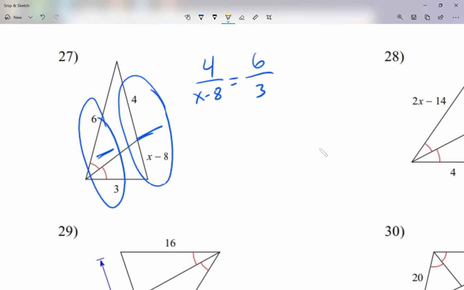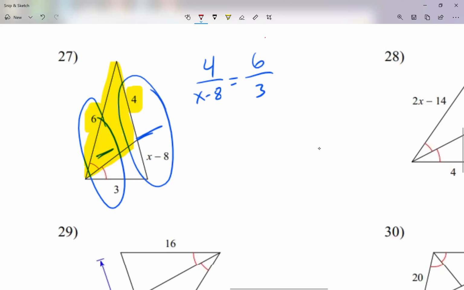One thing I want us to pay attention to. These two measurements, 4 and 6, come from the same triangle. So I need them on the same side of my fractions. Either they're both on the top of my fractions or they're both on the bottom of the fractions. It doesn't matter where. In this case, they're on the top, so we're good. Now I'm ready to cross multiply.